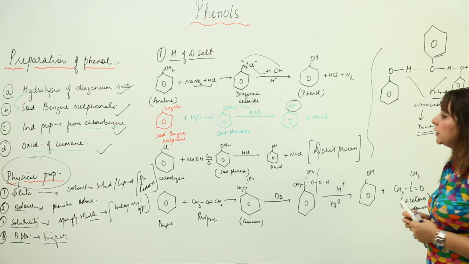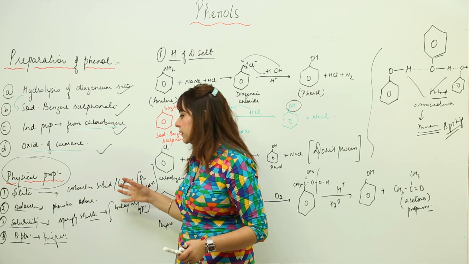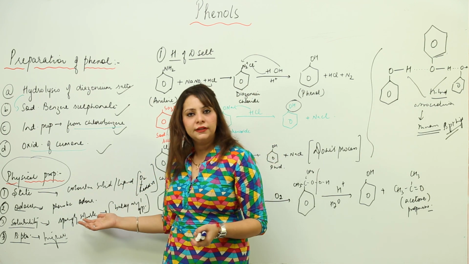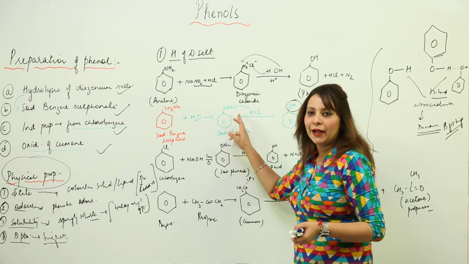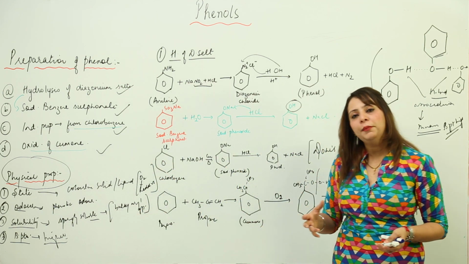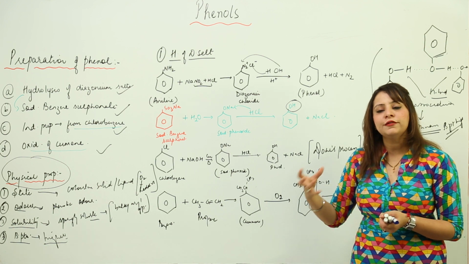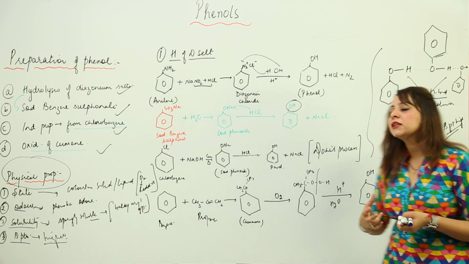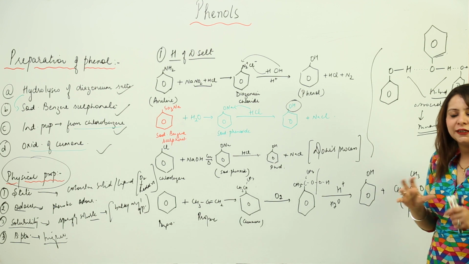So this is how you are going to comment on their physical properties. State: they are colorless, solid or liquid, but turn reddish when oxidized. Odor: phenolic odor. Solubility: they are sparingly soluble because they contain a bulky aryl group. Boiling points: they have a higher boiling point. If we compare a phenol with an alcohol of the same mass, phenol is going to possess the higher boiling point. The reason is that its molecule gets into association with another phenol, forming a hydrogen bond.